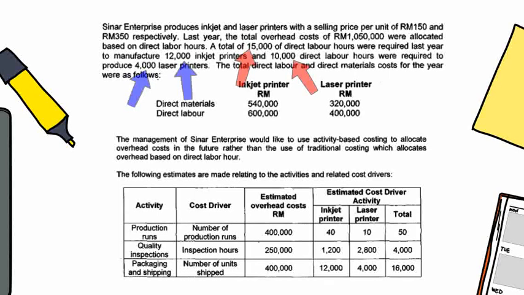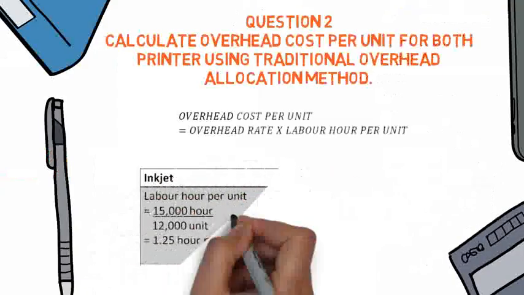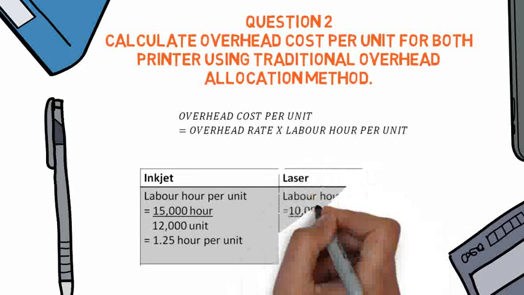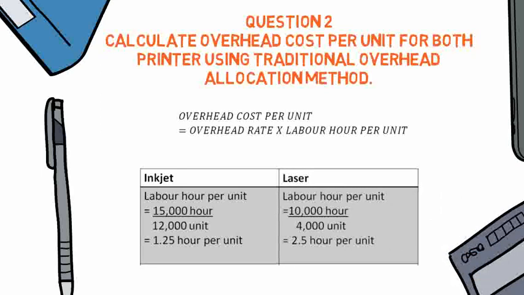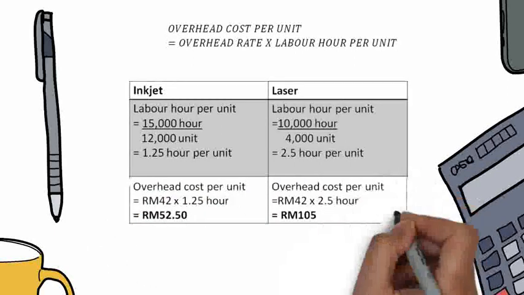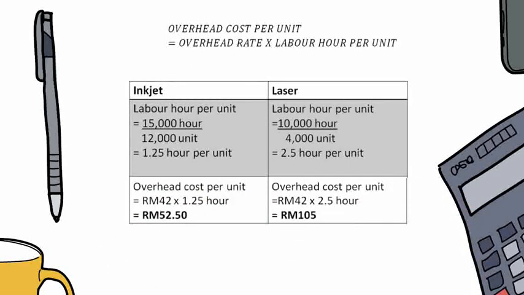4,000 units, respectively. Hence, labor hours per unit for inkjet is 15,000 divided by 12,000 units equals 1.25 hours per unit, while labor hours per unit for laser printer is 10,000 hours divided by 4,000 units equals 2.5 hours per unit. Therefore, overhead cost per unit for inkjet printer is overhead rate times labor hours per unit equals RM42 times 1.25 hours equals RM52.50. And overhead cost per unit for laser printer is RM42 times 2.5 hours equals RM105.